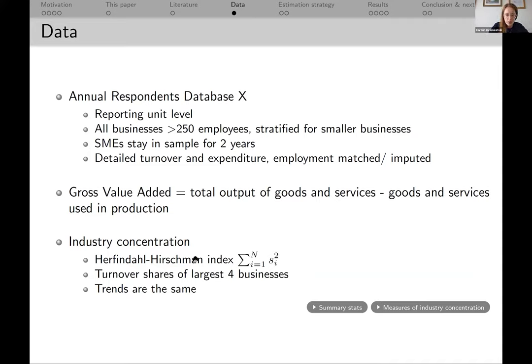And then the measure of industry concentration, I'm mostly relying on the Herfindahl-Hirschman index of concentration, which is the squared sum of shares of business sales. And I'm also looking at turnover shares of the four largest businesses. That's the figure I showed earlier. And really the trends are very parallel. So that gives me some confidence that this rise in concentration is actually really true and happening. And it also holds if I'm looking at different definitions of industry.